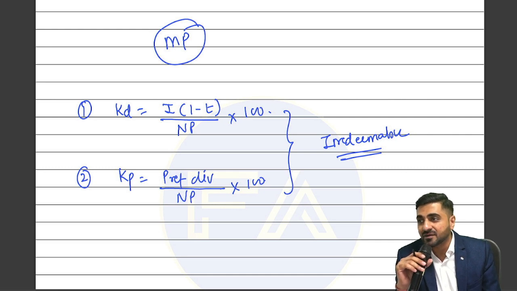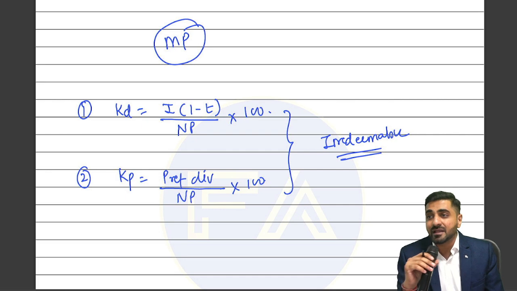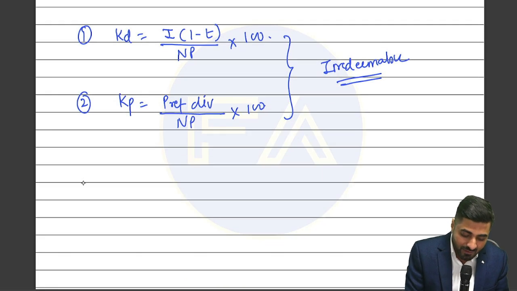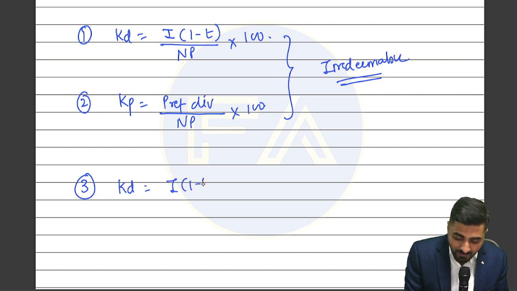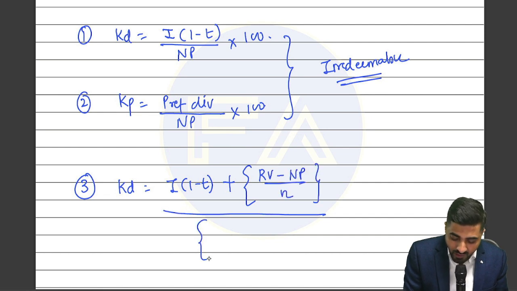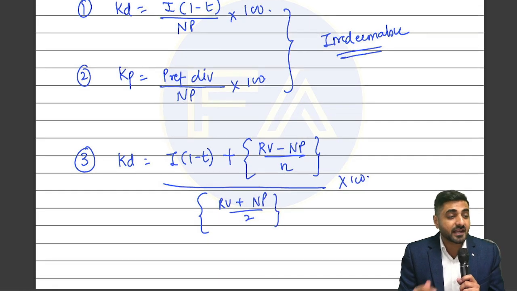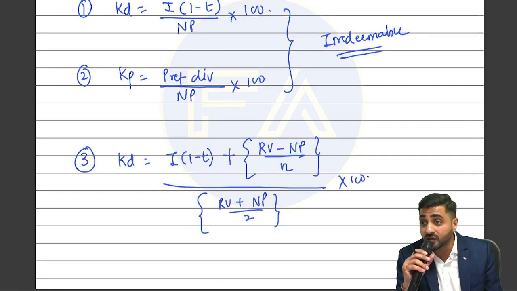Then there will be redeemable debentures. When there are redeemable debentures, don't you think my KD will be interest into 1 minus tax? It will be there, but with that, plus what do I have to do, beta? RV minus NP upon N, the whole upon RV plus NP upon 2. On this basis, yes or no? Yes, sir. Okay.